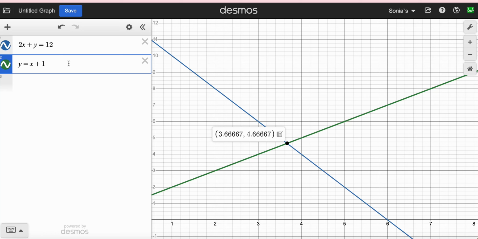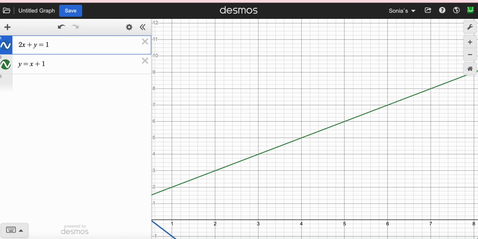Now the next question is 2x plus y, let's make it 10, and y is equal to x plus 1. So what is the common solution for both? No calculations, no time spent, 3, 4 is the common solution.